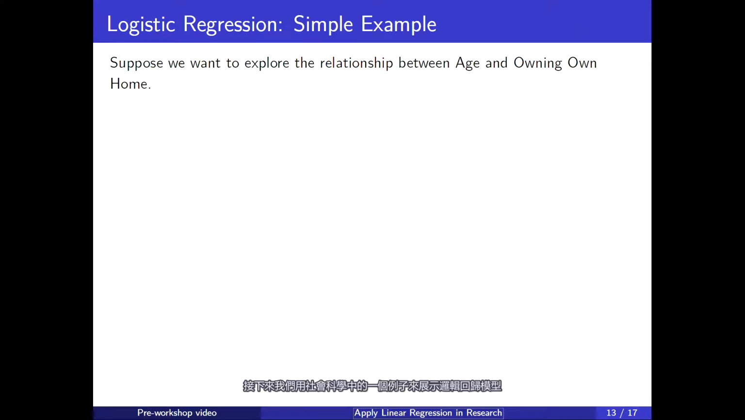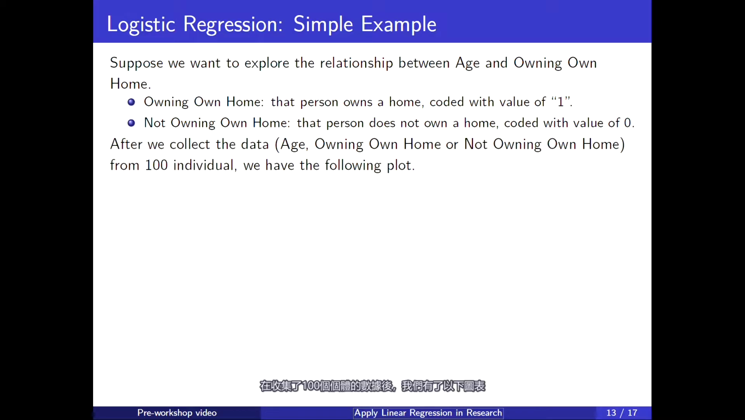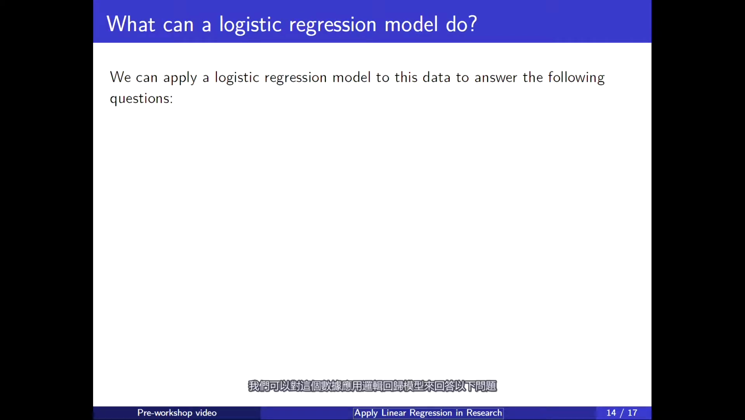Then, we use an example from social science to demonstrate the logistic regression model. Suppose we want to explore the relationship between age and owning one's own home. We code a person who owns a home as 1, and a person who does not own a home as 0. After collecting the data from 100 individuals, we have the following plot. In this scatter plot, all points fell on one of two parallel lines representing whether a person owns a home or does not own a home. We can apply a logistic regression model to this data to answer the following questions.